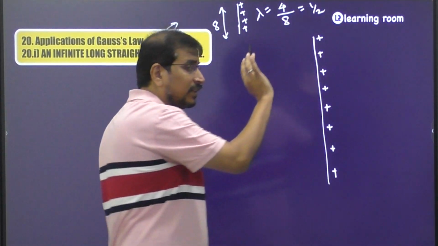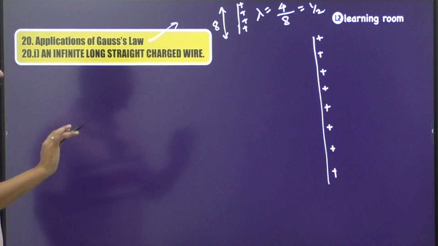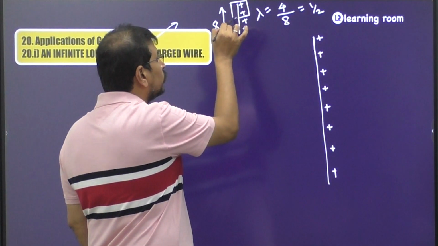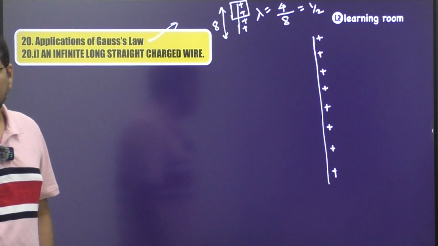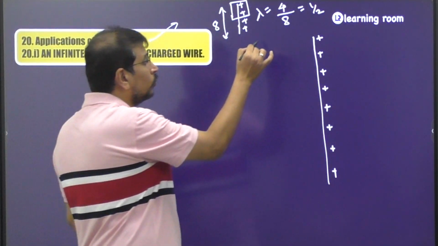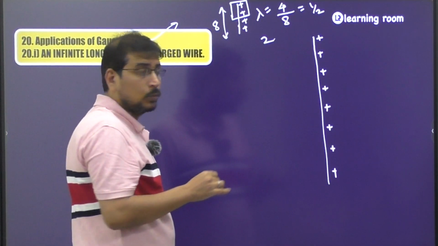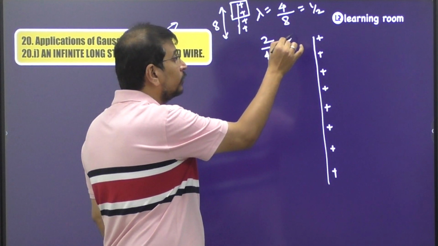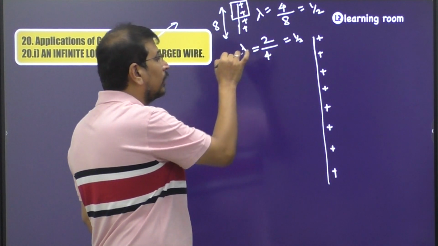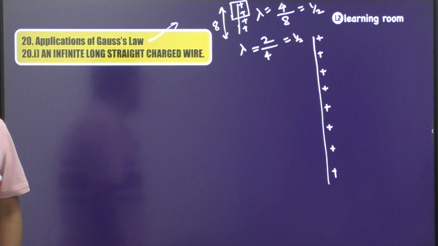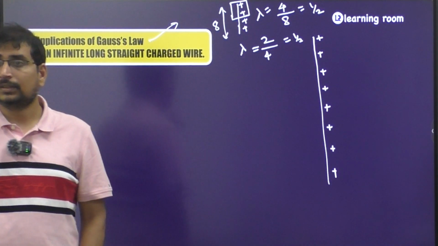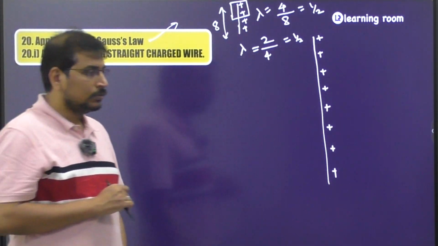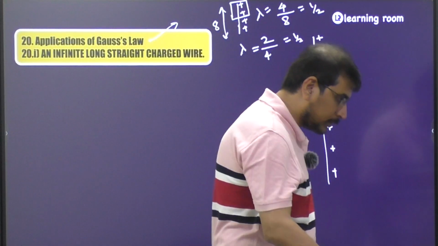See, this is only for understanding purpose. Suppose I break it into 2 charges. If I write 2 in the numerator, what should be in the denominator? I should have a 4 in the denominator so that I have the same half for the lambda. That is the meaning of uniform distribution of charge. Am I clear with this? So you have a system of this format.